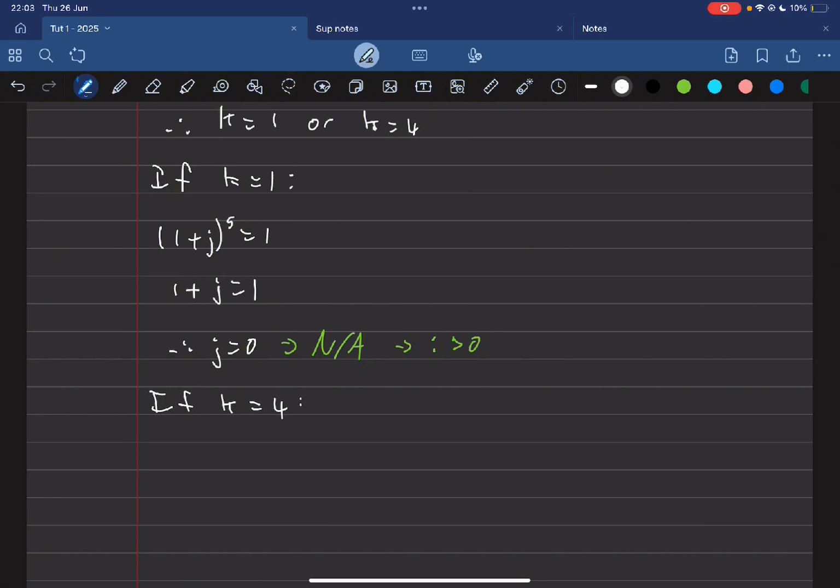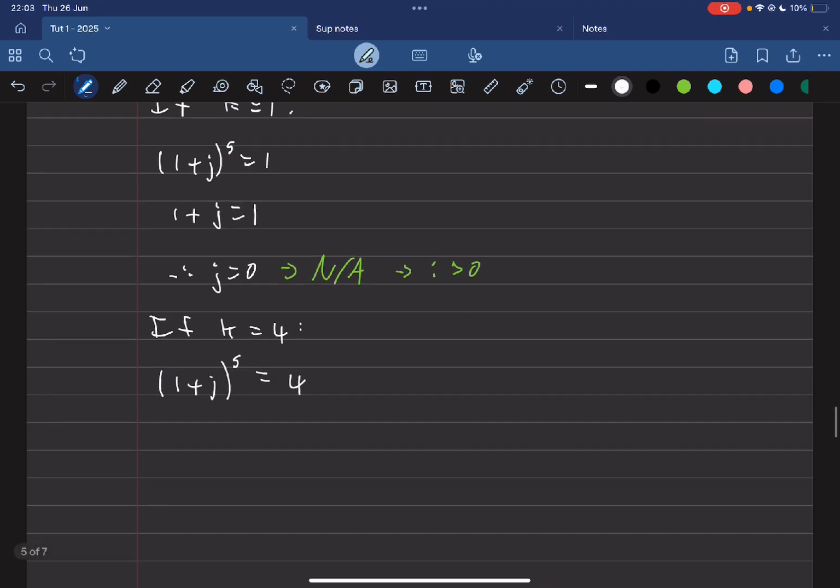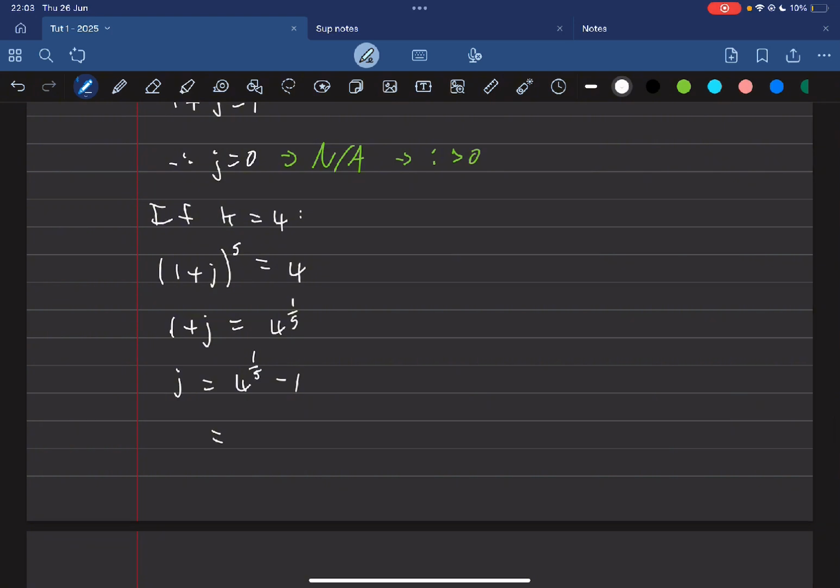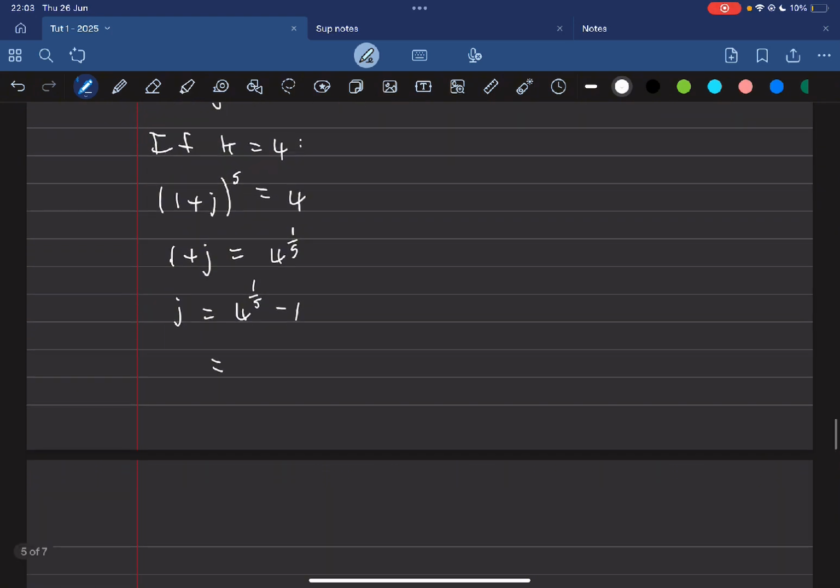Okay, so then we will say (1 + j)^5 is going to be equal to 4. Cool. So then we'll get 1 + j equals 4 to the 1 over 5. So we'll get j equal to 4^(1/5) − 1. Perfect. So now, if I sub this into my calculator, I'll get j equal to around about 31.95%, which I will save in my calculator as A.